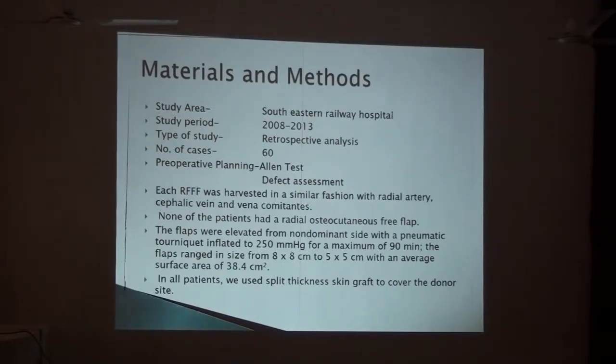The flaps were elevated from the non-dominant side with a pneumatic tourniquet inflated up to 250 mm of mercury for a maximum period of 90 minutes. The flap size varied from 8 by 8 cm to 5 by 5 cm, with an average surface area of 38.4 square centimeters. In all patients, we used a split thickness skin graft to cover the donor site.